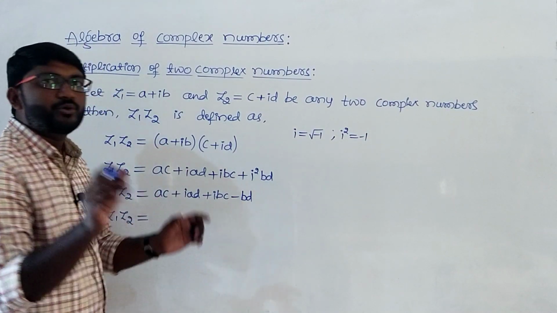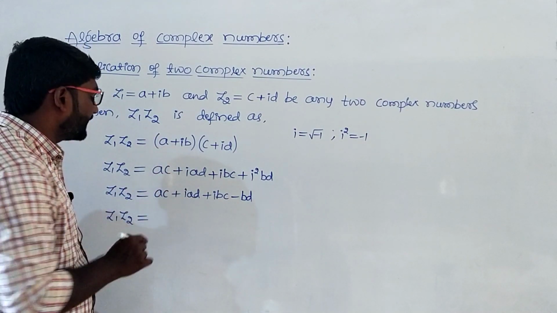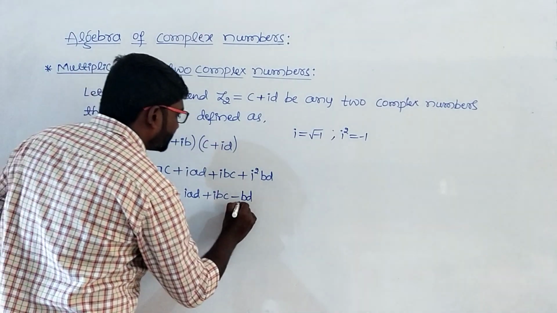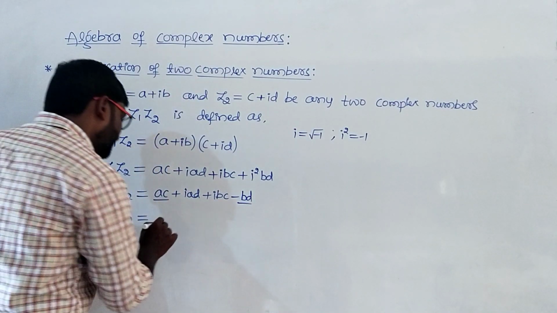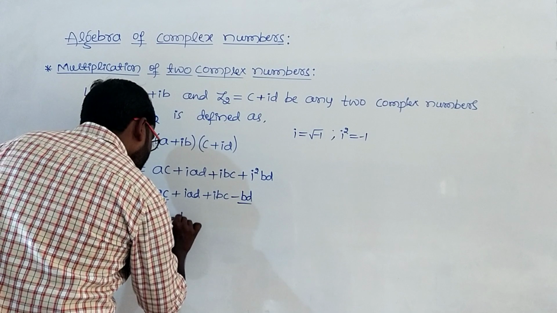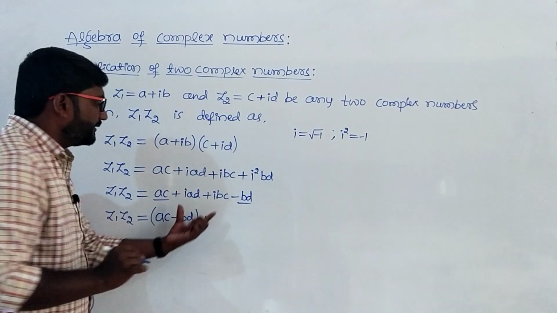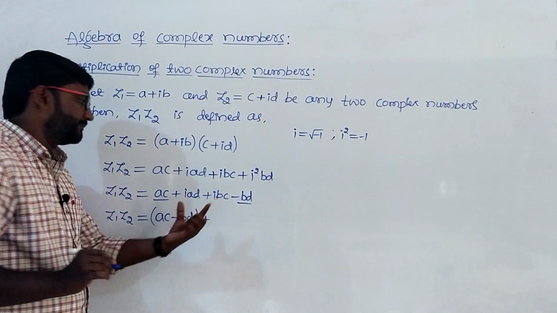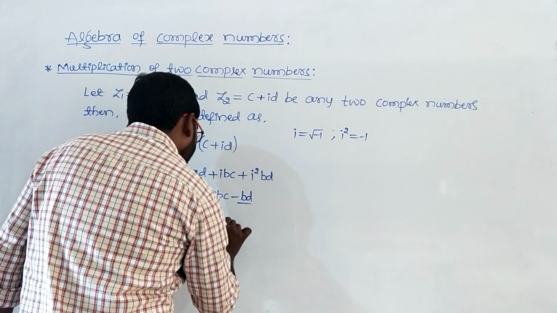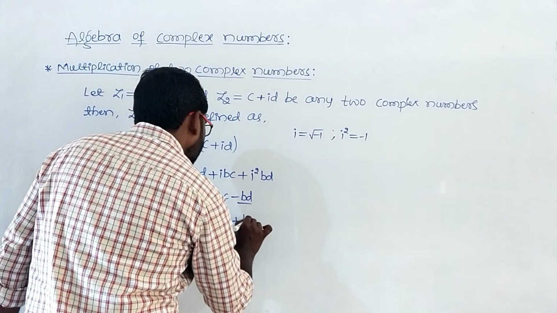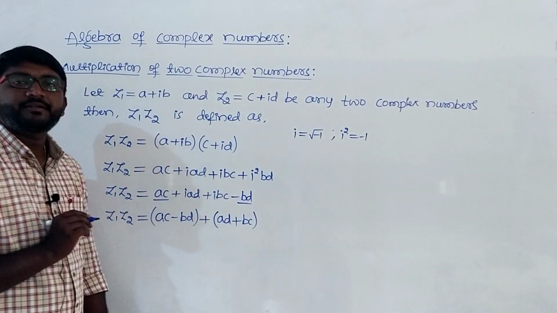So now we have to group the real parts. Real parts we have to keep on one side. Now AC and BD are the two real parts. So here it becomes AC minus BD, then plus, in these two terms I can take i common. We get AD plus BC.